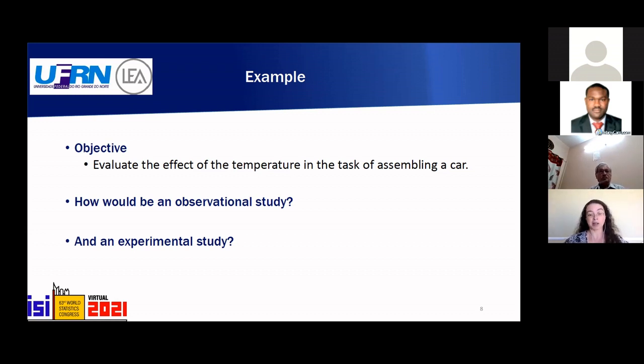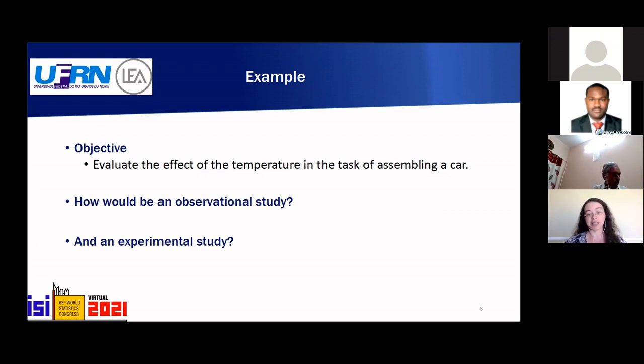How would it be an experimental study? We would have to take some control over the environment. We will need to control the temperature in the assembly line. So we'll be changing the temperature and evaluating the impact of this change on the production line. We'll make all these changes that will be planned. For example, if you want to study 18 degrees Celsius, 20 degrees Celsius, 25 degrees Celsius, we are going to increase the temperature and see what will happen with the production.